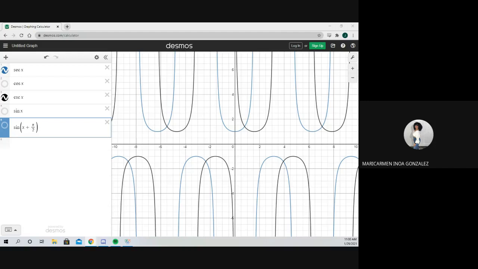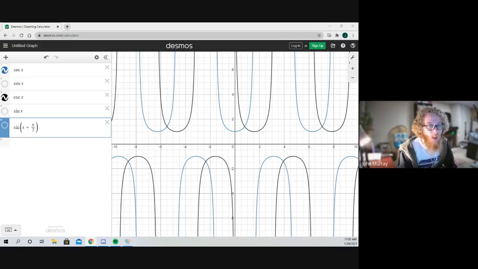Not gonna lie, it's kind of a bit confusing, but it's okay. Yeah, I agree with Carmen. What's confusing? The actual graphs or how they behave, or?